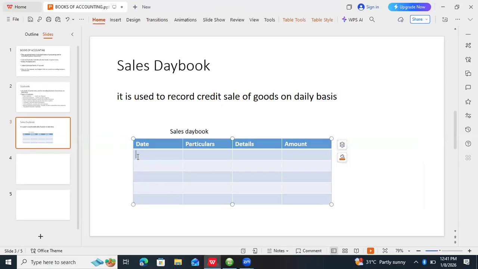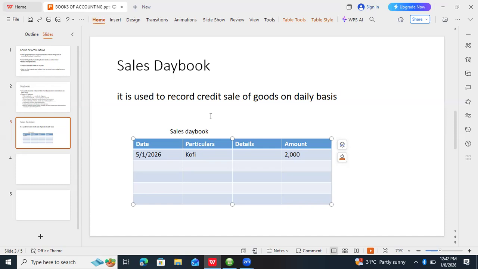So let's say, for example, on 5th January 2026, we sold goods to Kofi. So the particulars will pick Kofi, an amount of 2,000 Ghana cedis. So this is how you do the recording. You put the date, the name of the debtor, that's the customer you sold the goods to on credit, and you put the amount there.